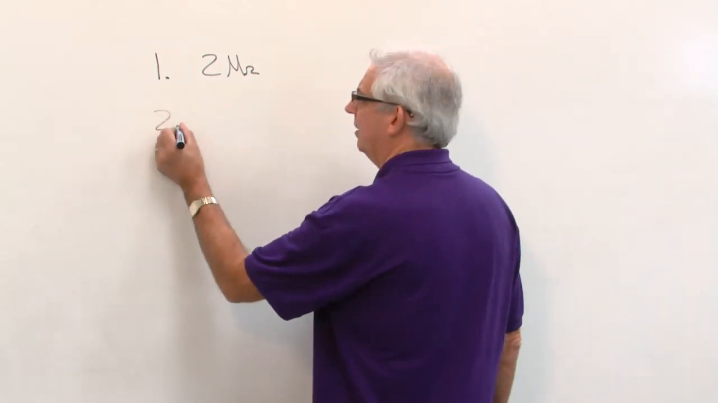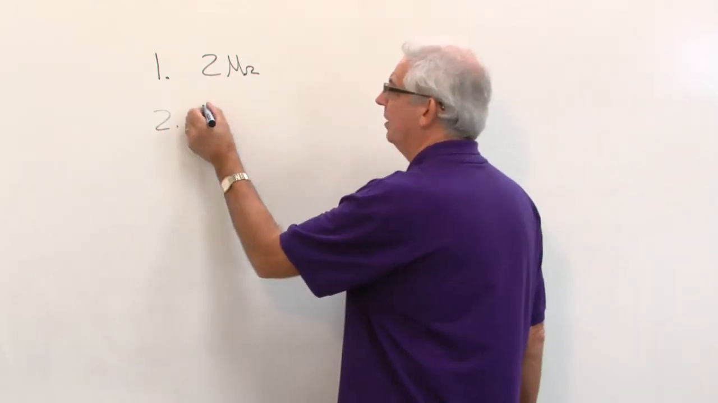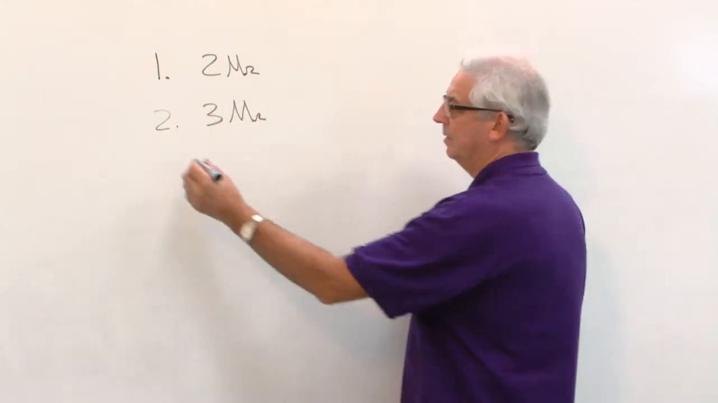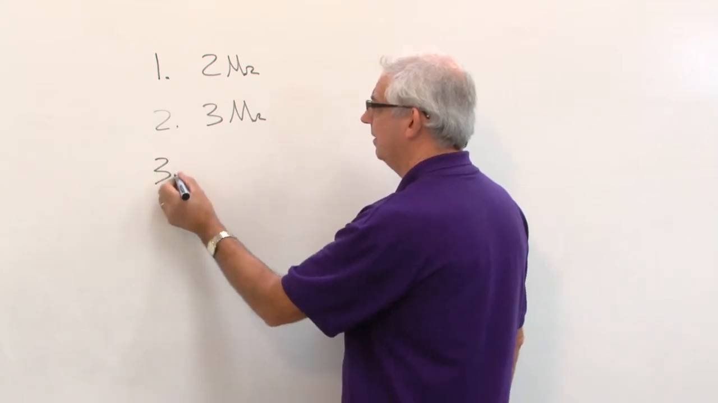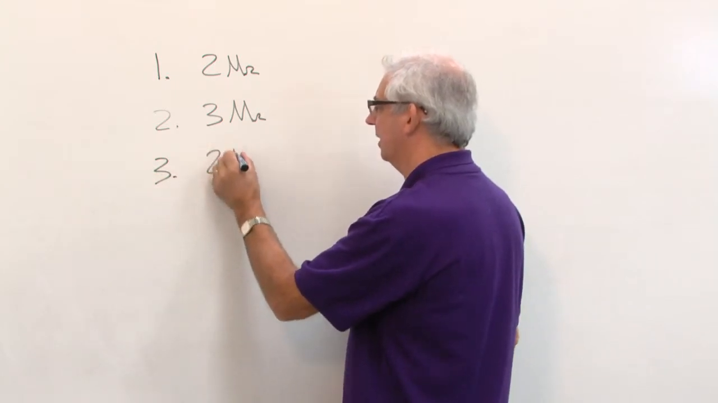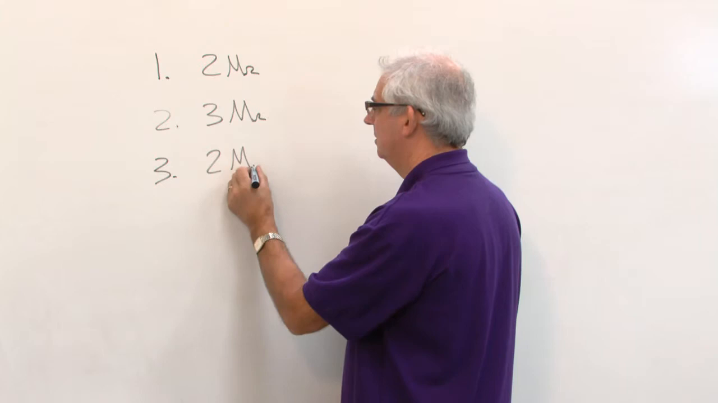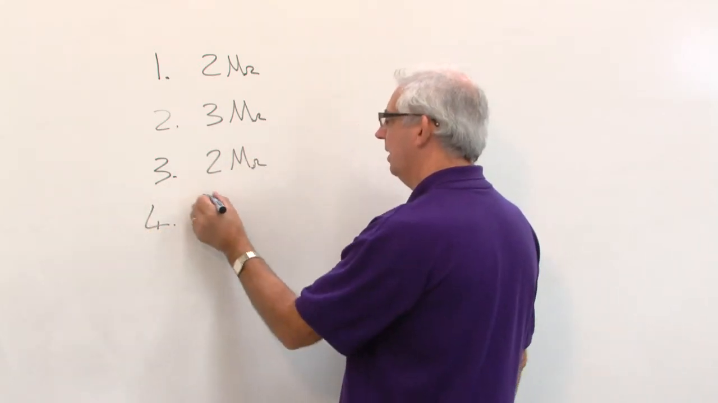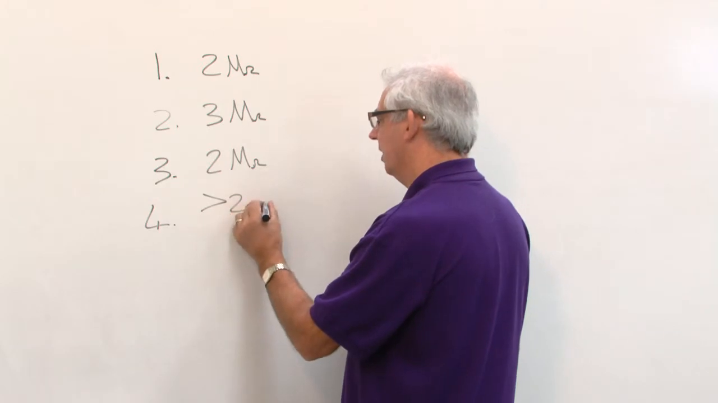Second circuit, we can say we've got 3 megohms. Third circuit, let's just say we're back to 2 megohms. And the fourth circuit, let's say we're greater than 200 megohms.